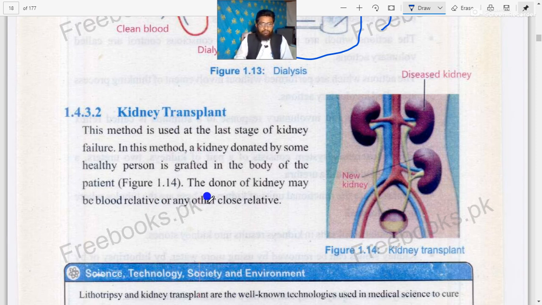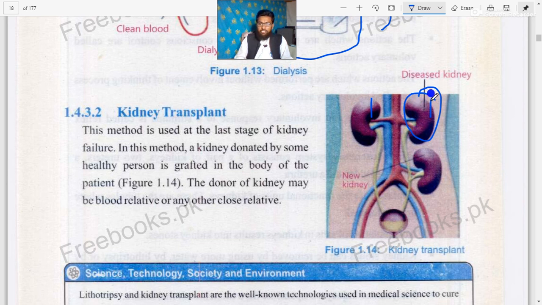Dear cadets, the donor of the kidney may be a blood relative, or any other close relative. Dear cadets, this is the process. Here we can see in the figure that these two were the actual original kidneys of a person. Now, one of them is diseased. This one has failed.